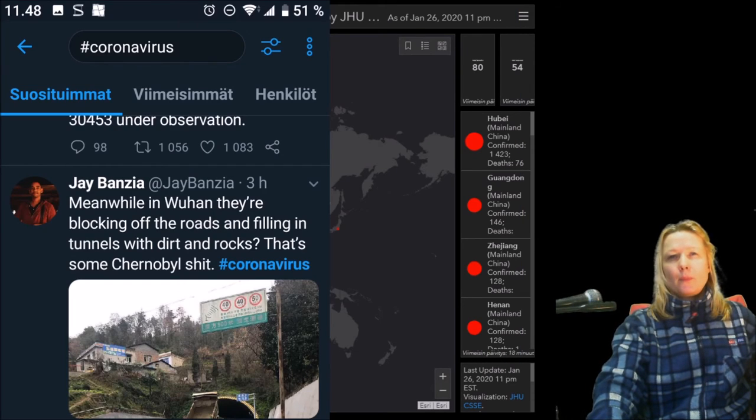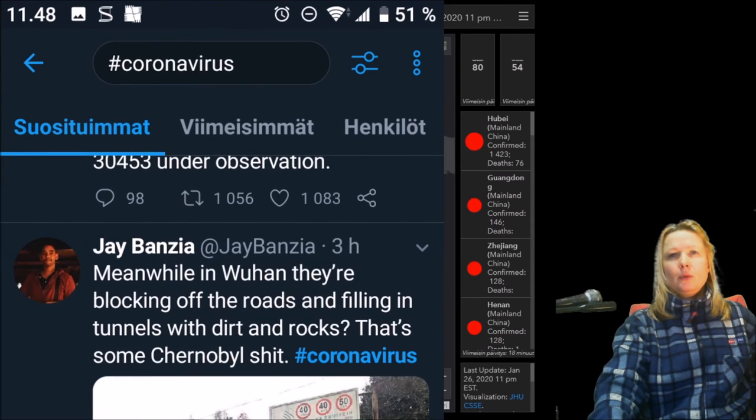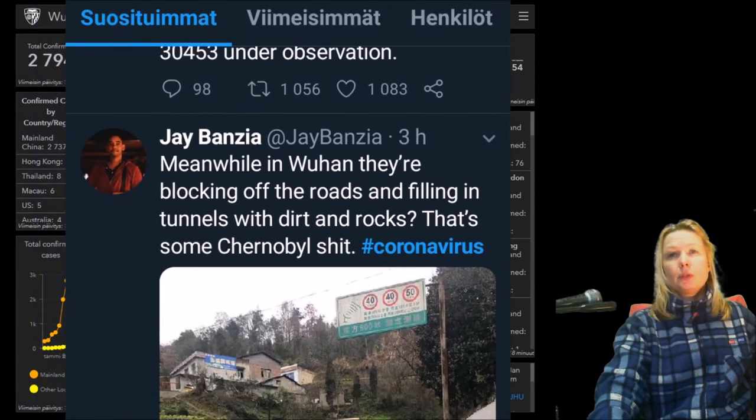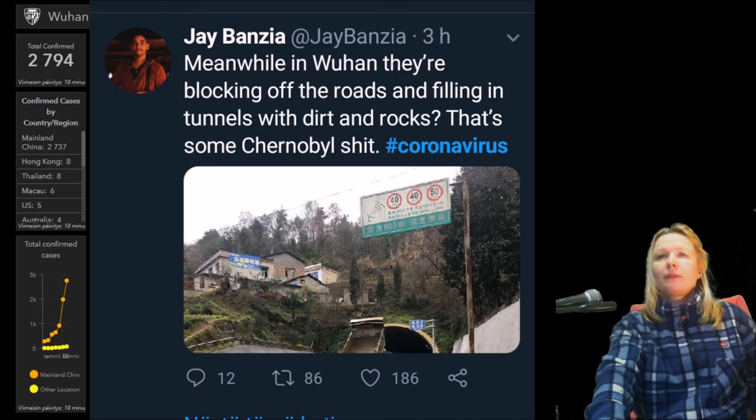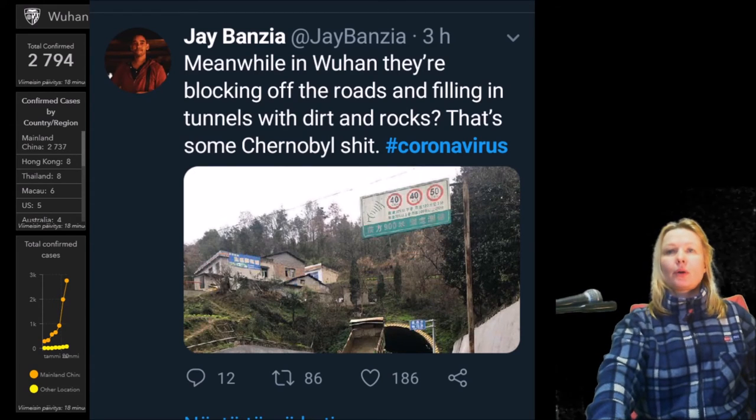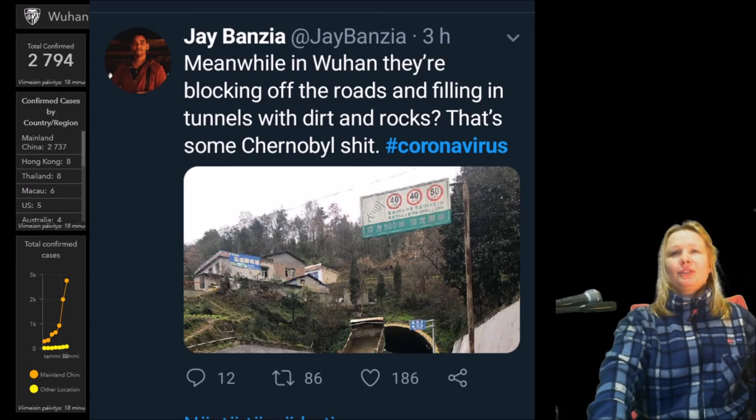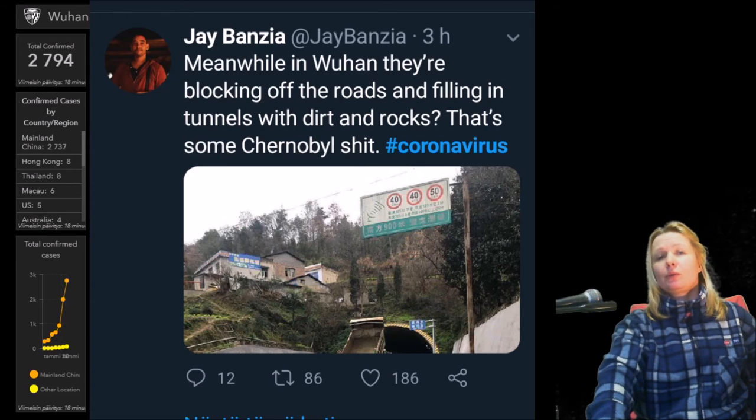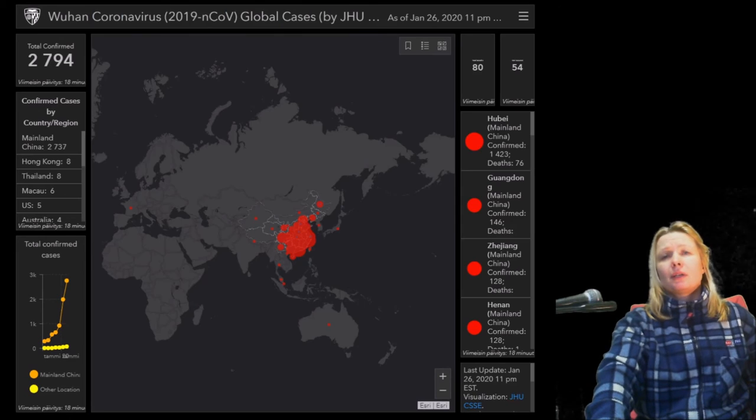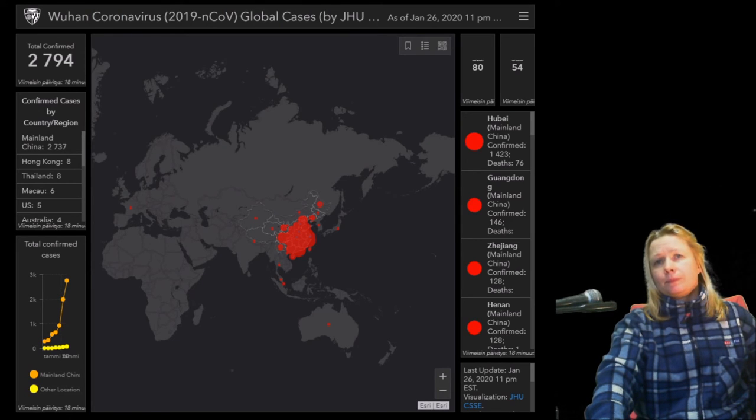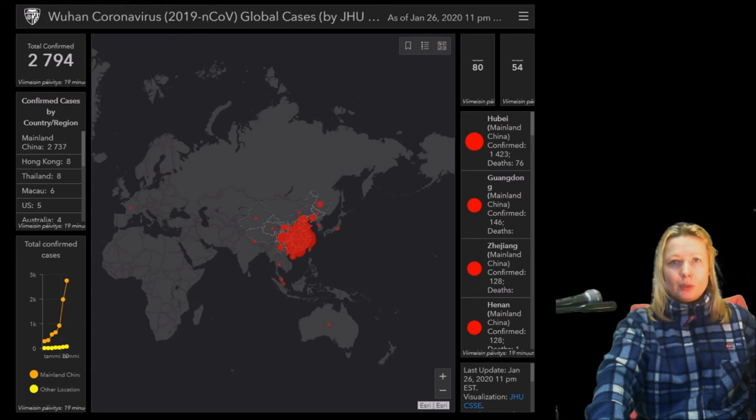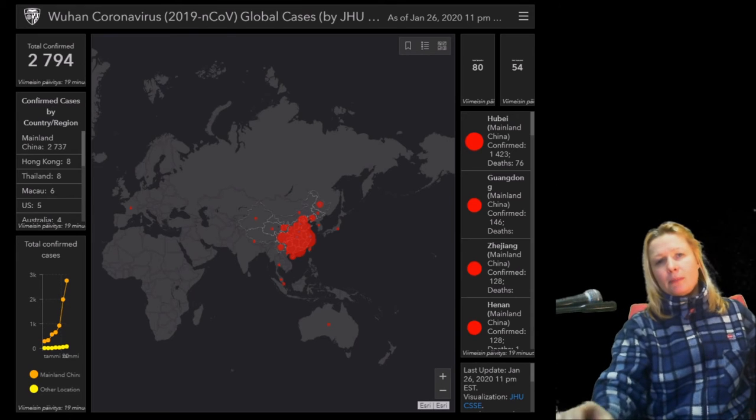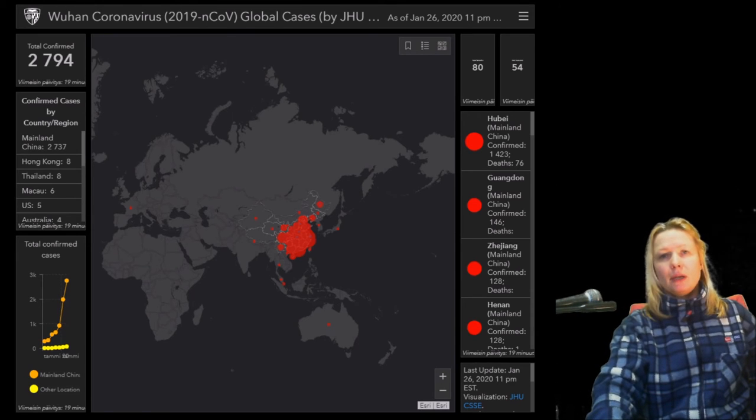Then we have, meanwhile, this was 4 hours ago. Meanwhile, in Wuhan, they're blocking off the roads and filling in tunnels with dirt and rocks. That's some Chernobyl stuff. It sure raised some questions. But it's good to see that they are doing something when we see this amount of numbers. It grows every day. Yes.